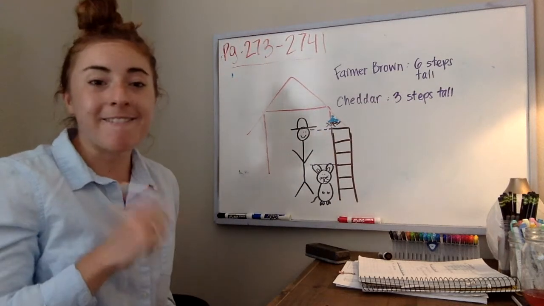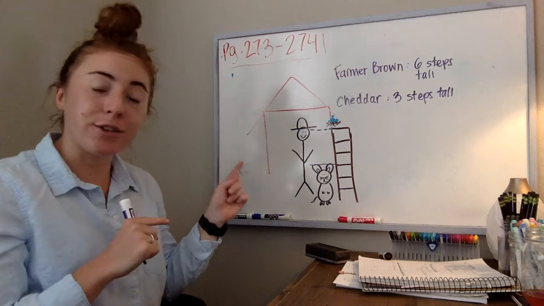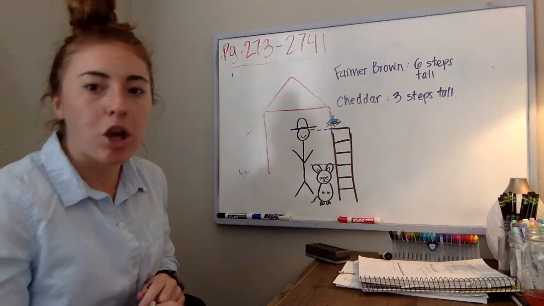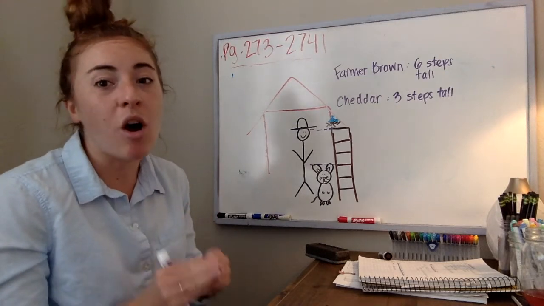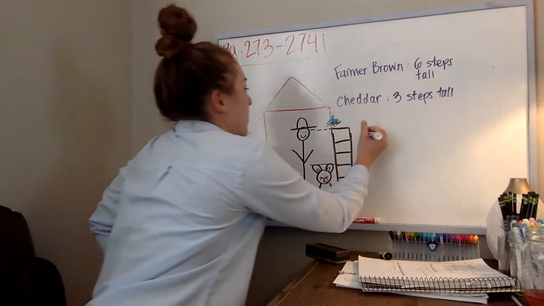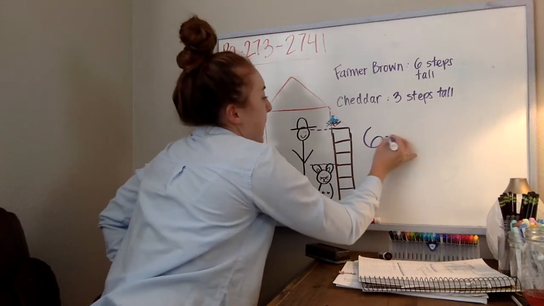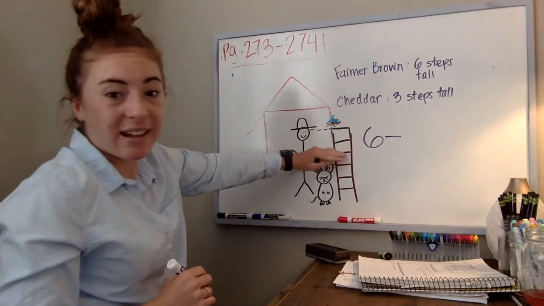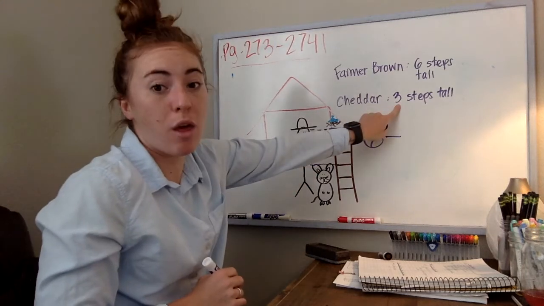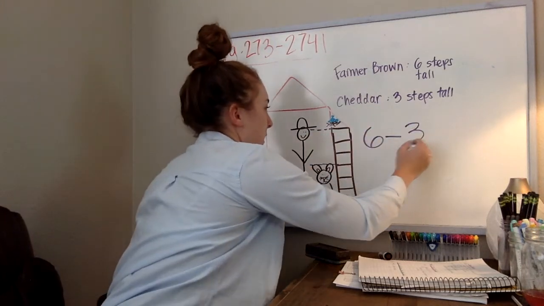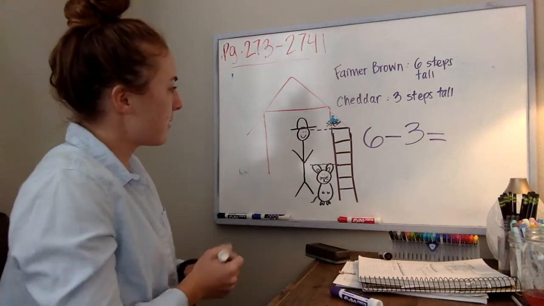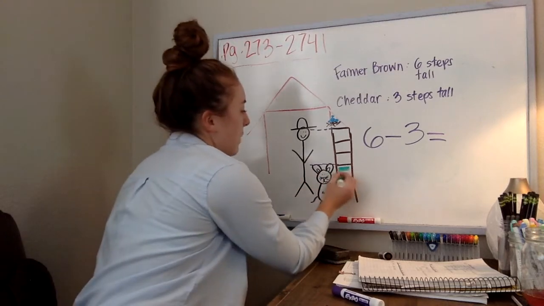Now, if I wanted to find how much taller Farmer Brown is than Cheddar, I could set up a number sentence. So first, let's start with how tall Farmer Brown is. And how tall is he? 6 steps. So we're going to say 6. We'll say minus, and we're going to take away the extra height. How tall is Cheddar? 3. Okay, and then we're going to put equals. So Farmer Brown was 6, and we're taking away these 3.